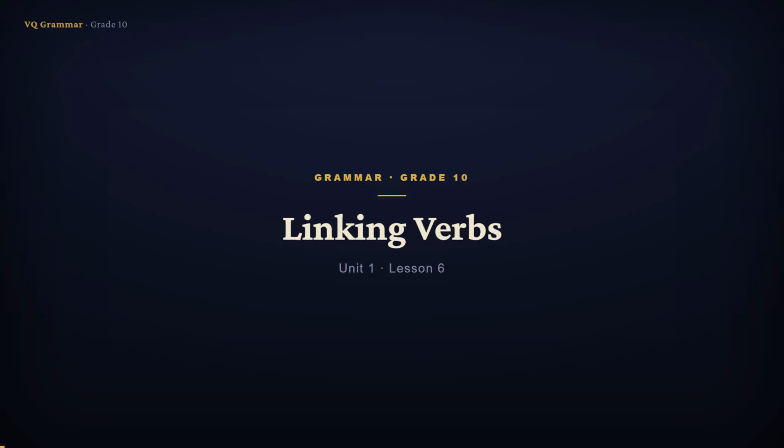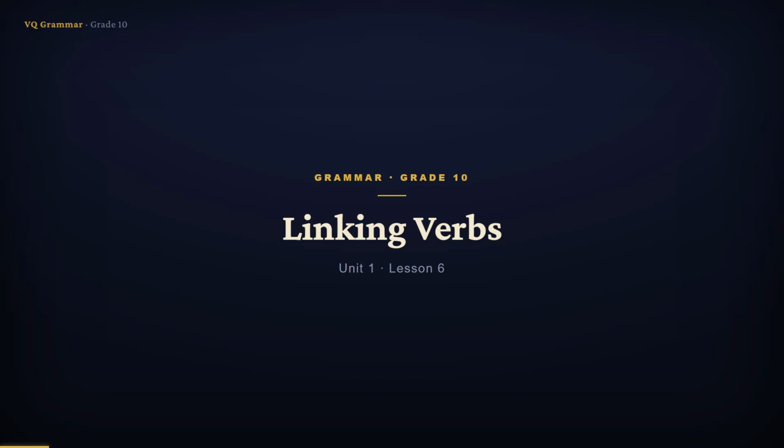This is Unit 1, Lesson 6, and today we meet a very different kind of verb. Last lesson, we worked with action verbs, the ones that show something happening. But plenty of sentences have a verb where nothing happens at all. Nobody runs, nobody throws, nobody builds. Instead, the verb quietly reaches across the sentence and ties the subject to a word that tells us what the subject is, or what it's like. That's a linking verb, and once you can spot one, a whole layer of English opens up.